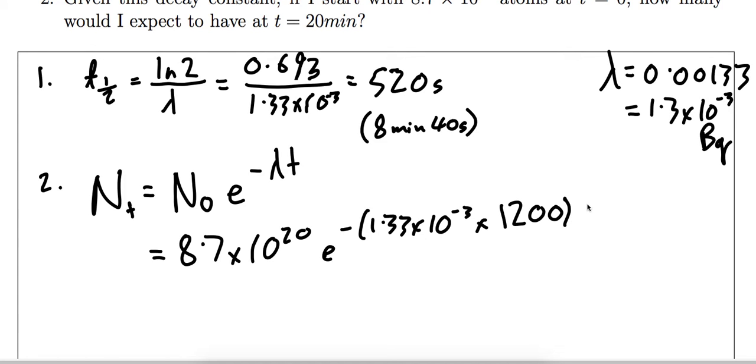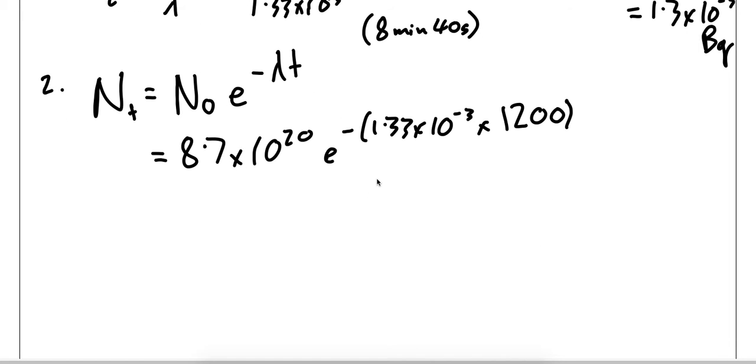Now, what do we expect? We expect that 20 minutes is just over 2 half-lives. So it will halve after 8 minutes 40, and then it will halve again. So we expect that the amount after 20 minutes should be somewhere on the order of a quarter of the original amount, just very roughly. That's what we expect, a little bit under a quarter of the original amount.